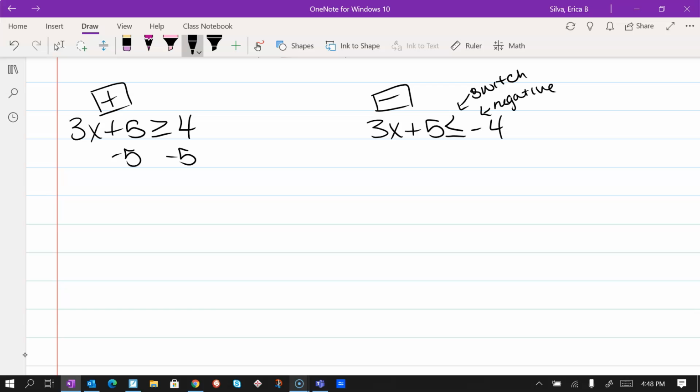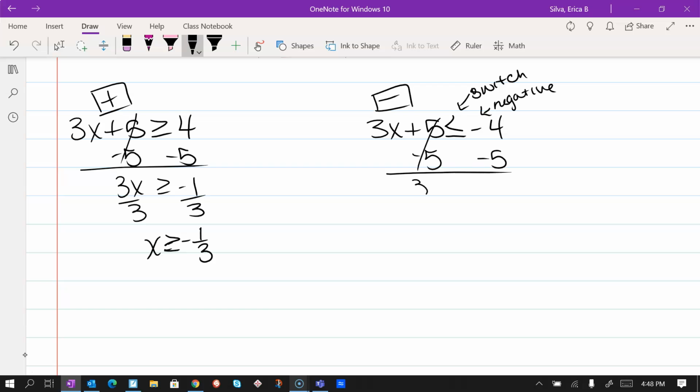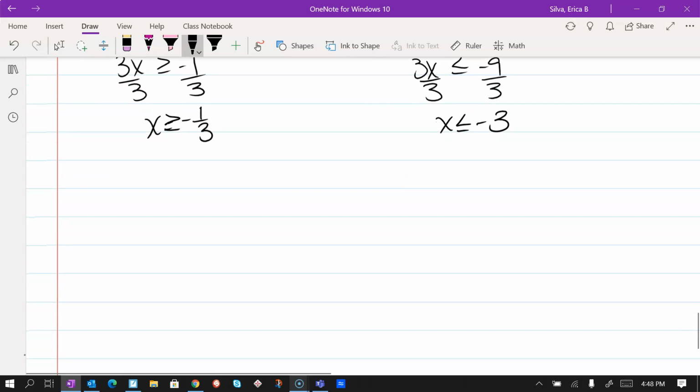We're going to subtract 5, 3x greater than or equal to -1, divided by 3. X is greater than or equal to -1/3. Over here we have -5, -9 divided by 3, and x is less than or equal to -3.